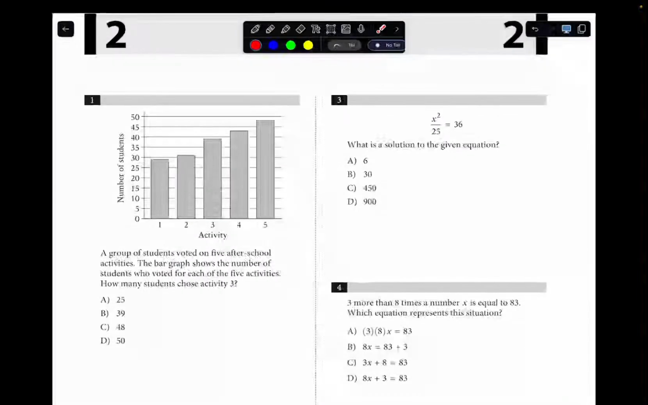We're gonna go to the math section. So, question 1, a group of students voted on 5 after-school activities. The bar graph shows the number of students who voted for each of the 5 activities. How many students chose activity 3? Looks something just less than 40, so 25. It's actually B, 39, right?